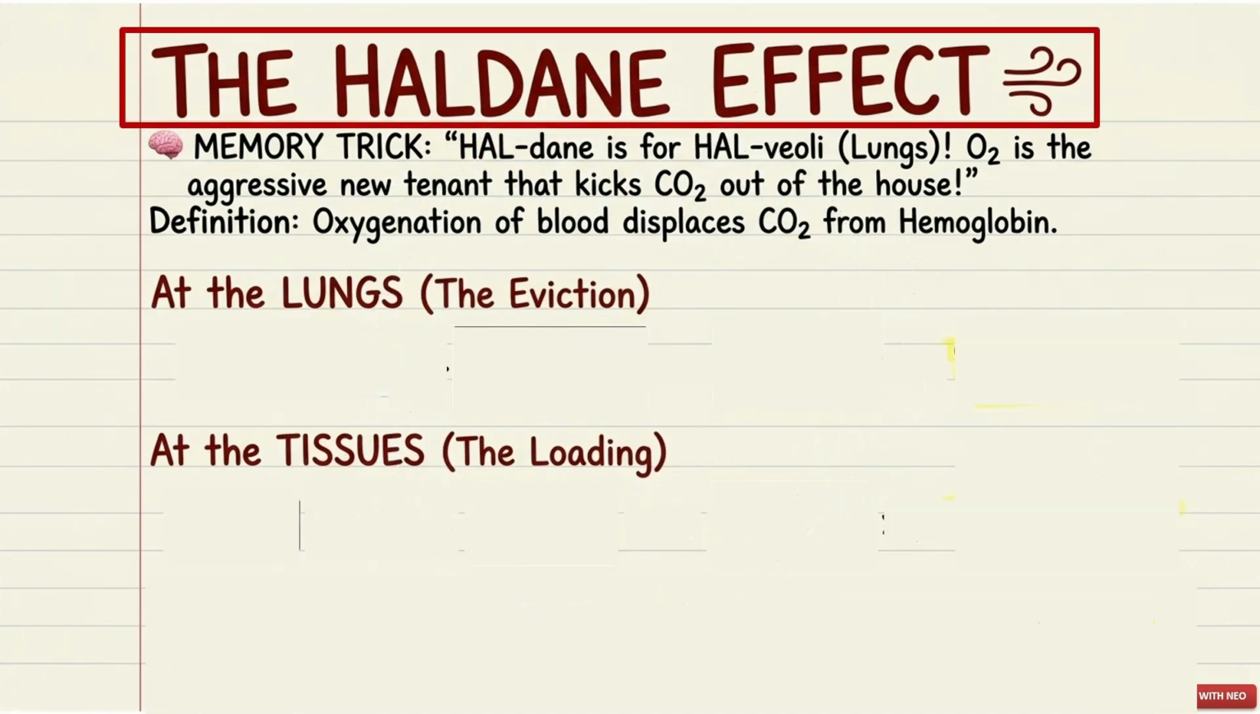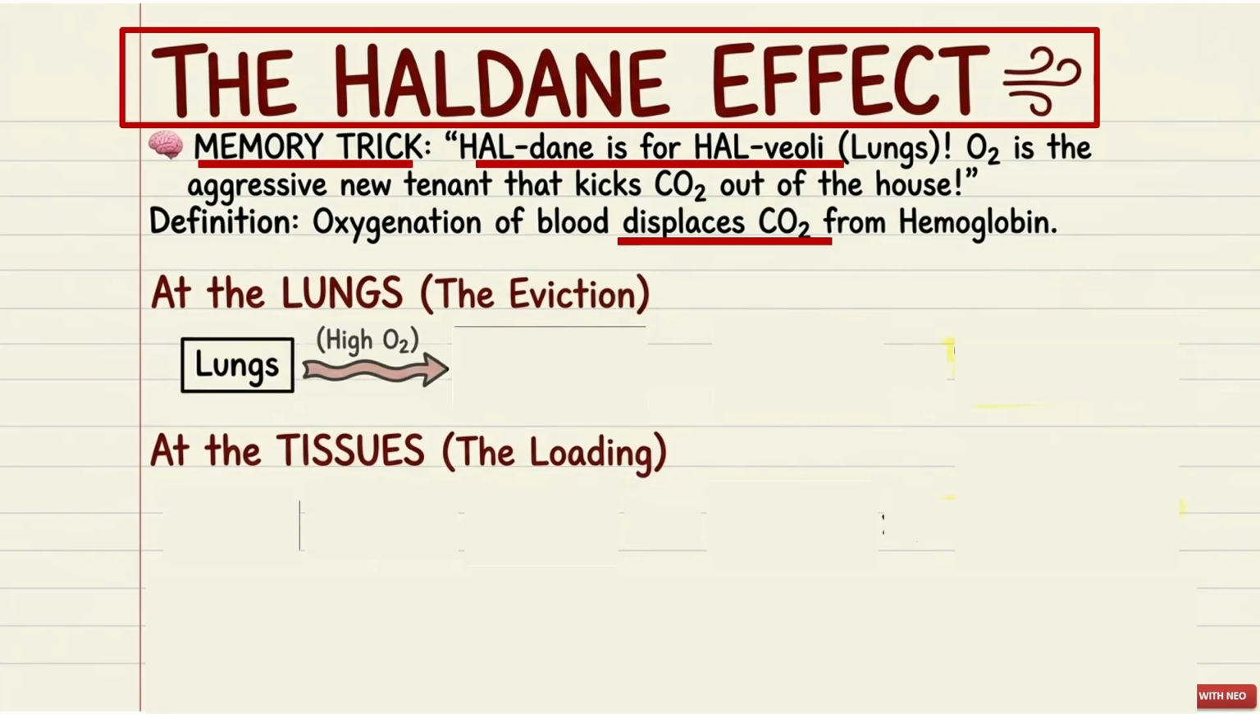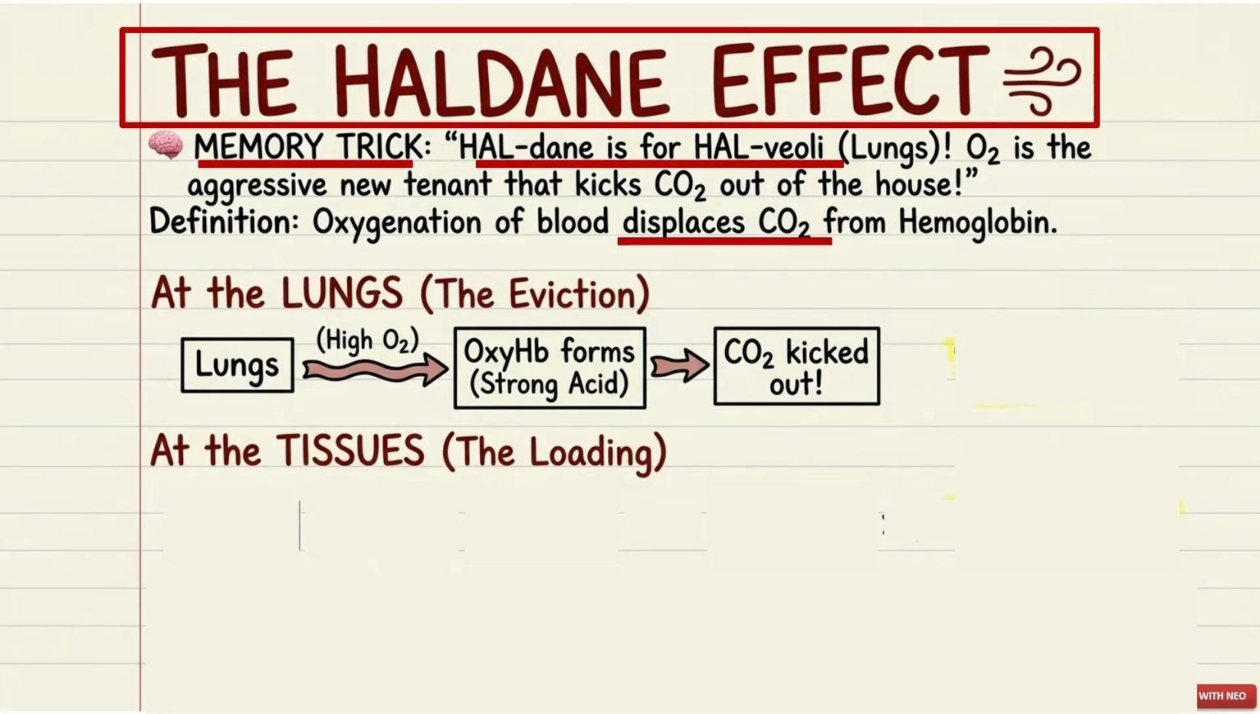Let's make the Haldane effect extremely easy. Remember this memory trick: Haldane is for alveoli. It is defined as oxygenation of blood displaces carbon dioxide from hemoglobin. Let's see. In the lungs, when there is high oxygen, oxygen binds with hemoglobin and this reduces hemoglobin's ability to carry carbon dioxide. So carbon dioxide is kicked out, released and exhaled. So that is the curve shift to right.